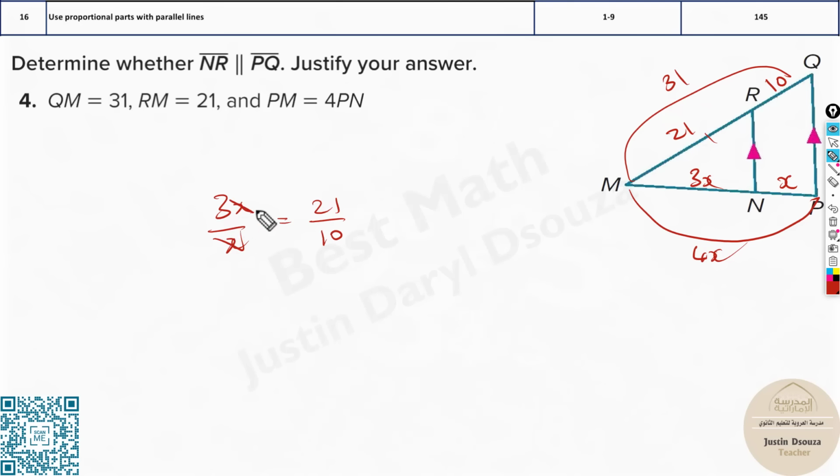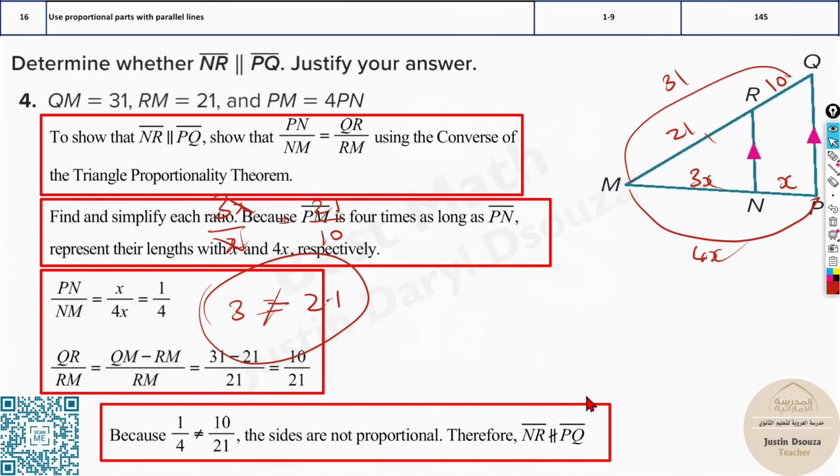Let's see. X cancels. It's 3 over here. But what about this one? 3 is not equal to 2.1. 21 divided by 10 is 2.1. So this is an error here. So what we can say is no, this is not parallel. If they are parallel, then the proportionality must have been the same, isn't it? So no, they are not parallel.